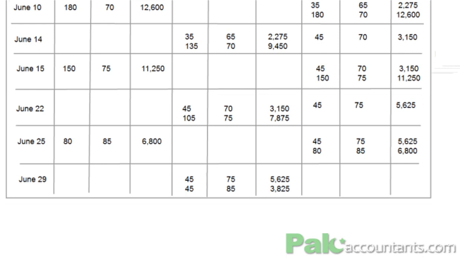Okay, and the number of units you'll be left with is 35 at 85, and the value for this will be 2,975. Now, what is your closing stock? Your closing stock after a month of issues and buying, this is what you are left with by the end of June, and this will be the value of your stock under first in first out method.